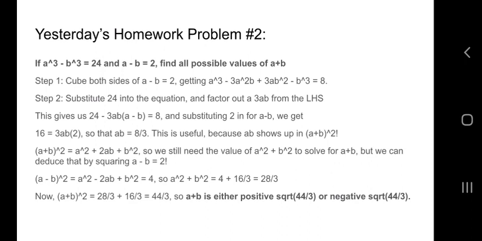Okay, so if we do multiply out (a minus b) cubed, we're going to get a cubed minus 3a squared b plus 3ab squared minus b cubed. And of course, 2 cubed is 8, so we're going to get 8 on the right-hand side.